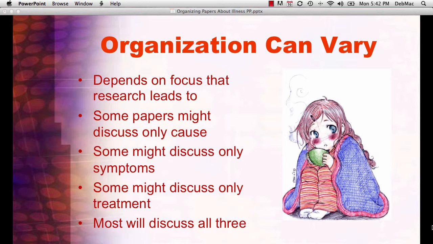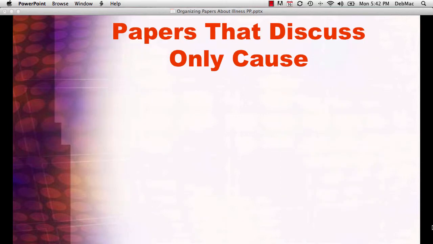Particularly papers that are addressed to the nursing field or some other direct patient care area or discipline often discuss the causes, symptoms, and treatments of an illness. Nursing students find these papers very good to write because it helps prepare them for what they're going to be writing for their future courses. Okay, first let's discuss papers that will present information on only the causes.